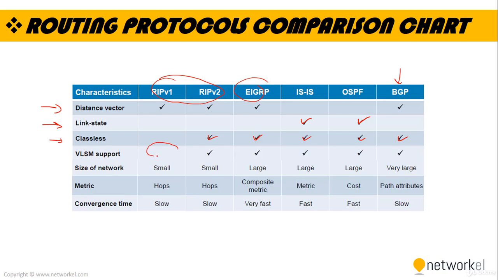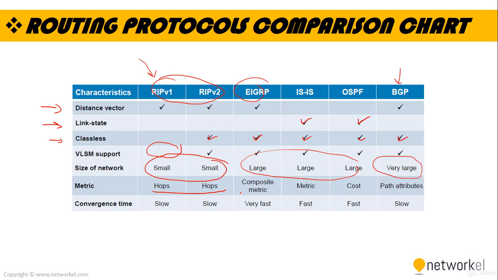And if we want to check the VLSM support, as I told you in our previous slide, we don't have VLSM support for RIP version 1. We can use RIP in small networks. We can use EIGRP and IS-IS in large networks, and we can use BGP in very large networks such as the internet as well.